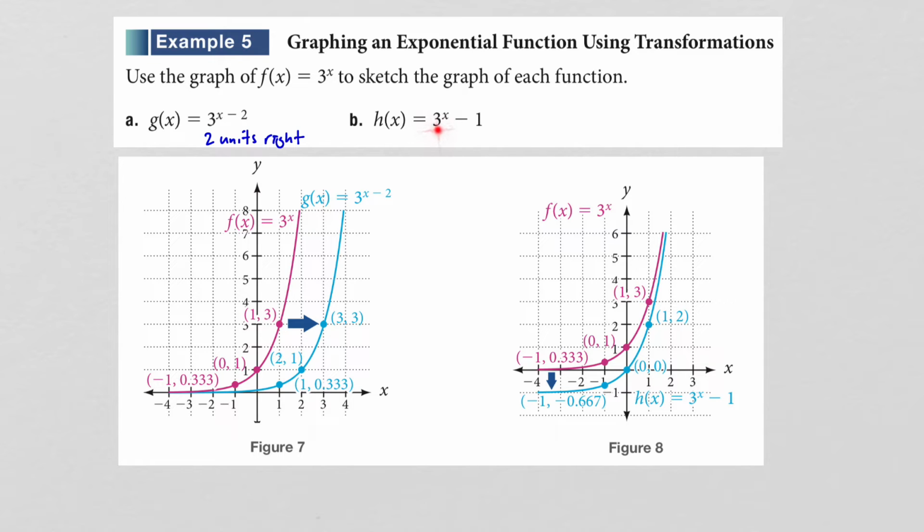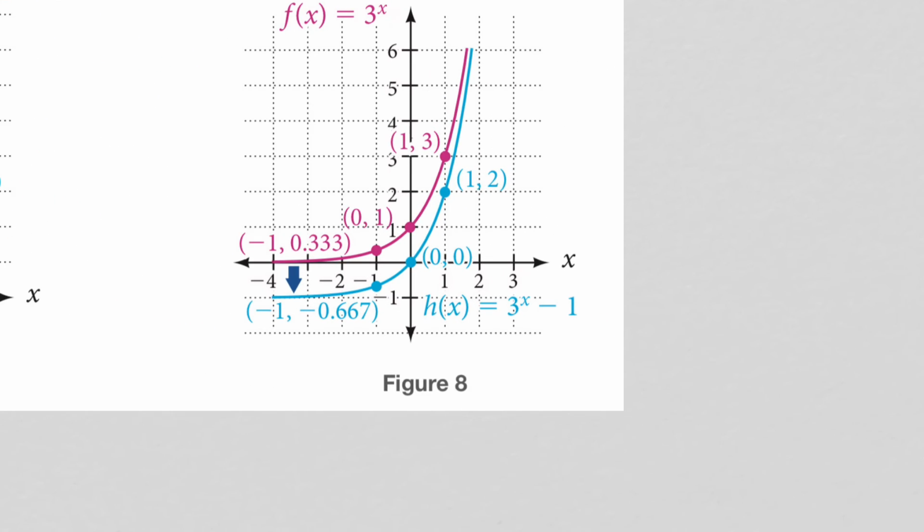For part B, we have 3 to the x and then minus 1. And we should remember that when you subtract 1 from a function, this is going to move it 1 unit down. So again, if we have our original graph, 3 to the x, which looks like this graph here, all we're doing is taking every point on that graph and shifting it down 1 unit, right? Down 1 unit.